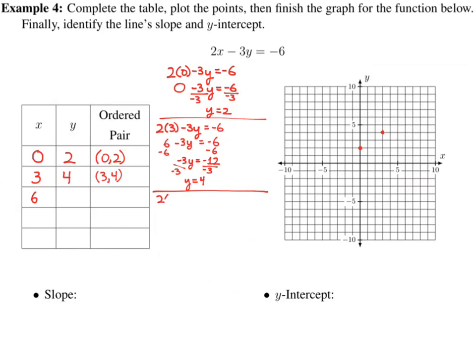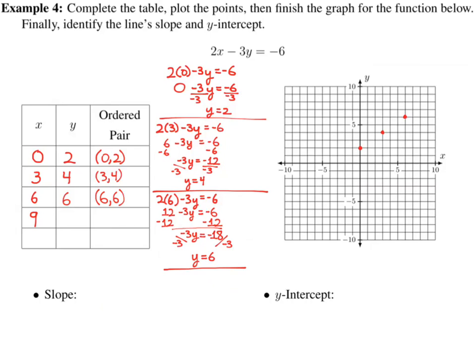6. 2 times 6 minus 3y equals -6. 2 times 6 is 12. So 12 minus 3y equals -6. Subtract the 12. -3y equals -18. Divide by -3. Y equals 6. So we have the point 6, 6 and put a good dot.